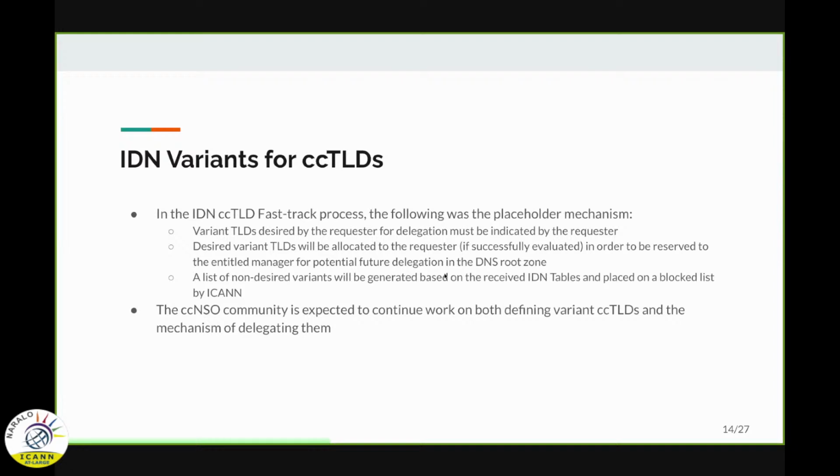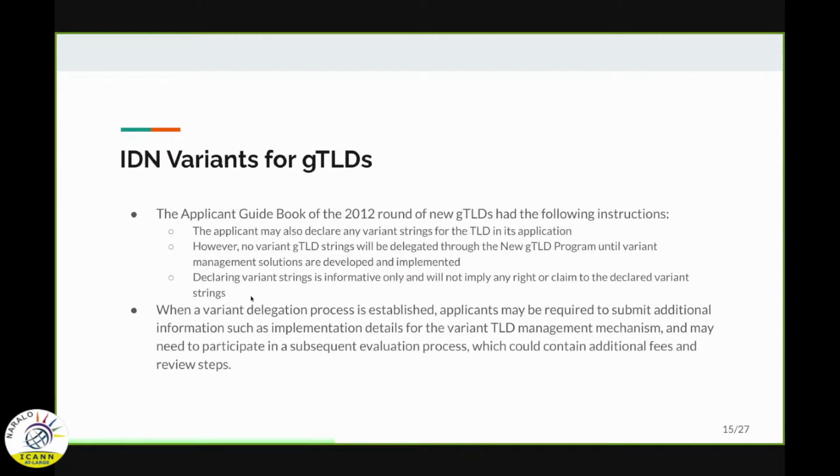A list of non-desired variants will be generated based on the received IDN tables and placed on a block list. So the idea is that you either allow them or block them. Do not leave them in limbo. And the ccNSO community is still working with this problem, not completely solved, but going ahead with resolving it.